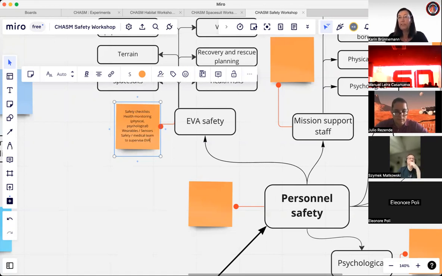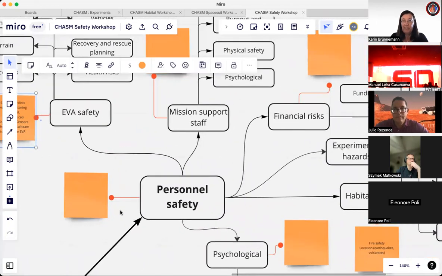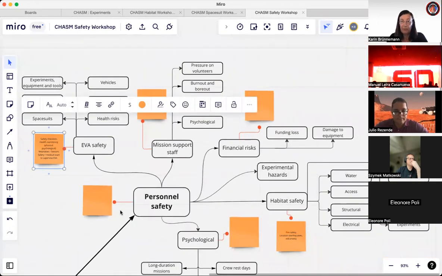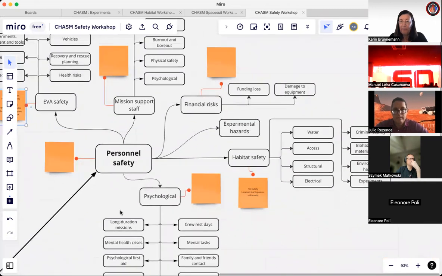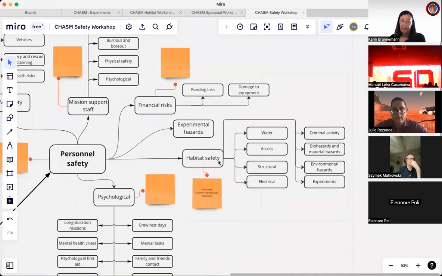Yeah, to supervise the EVA. What else can you think of? Making this a bit smaller. We have, for example, in terms of habitat safety, now we have water. There needs to be fresh water. Yeah.